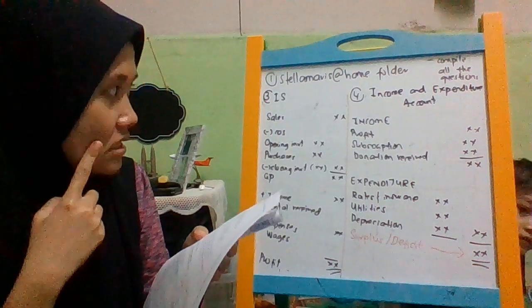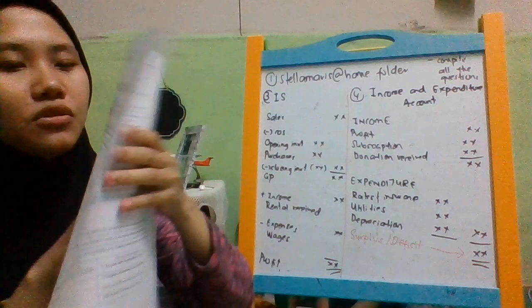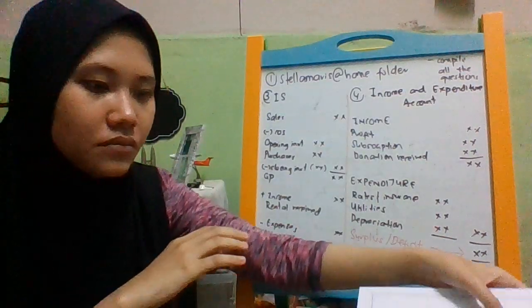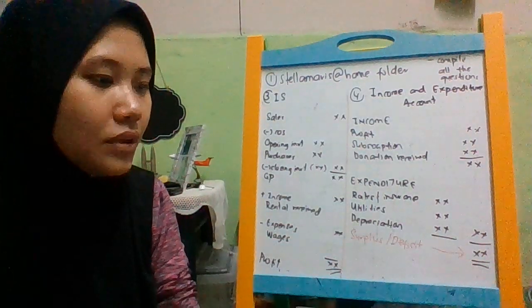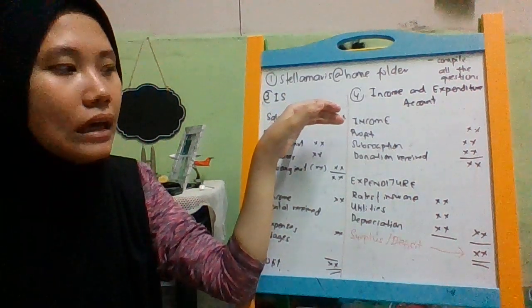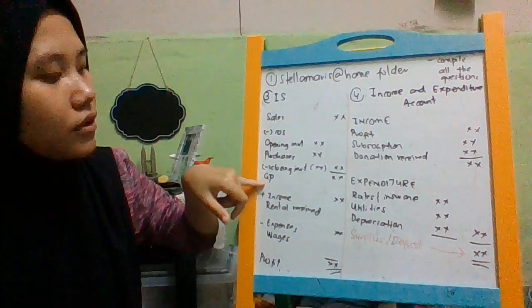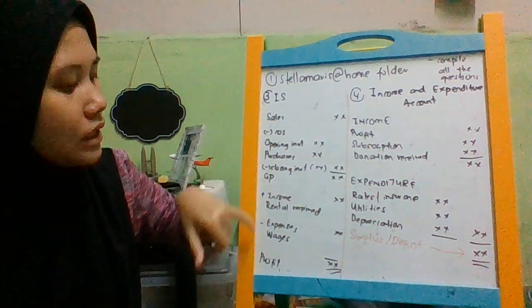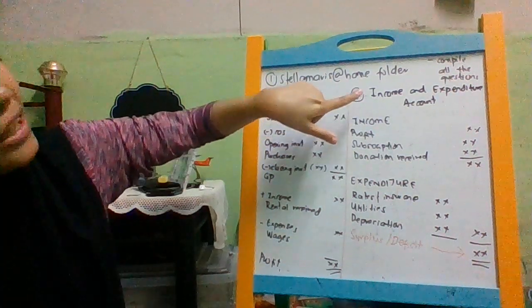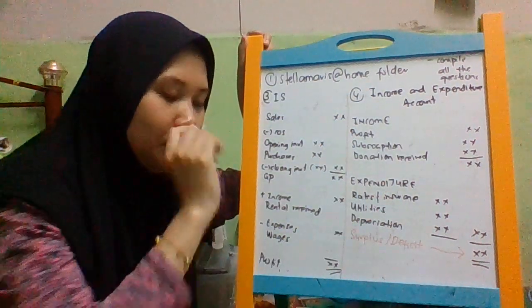Next one is income statement and also income and expenditure account. So normally for this chapter, they will ask you to prepare both. But for income statement, they only ask you to prepare up to gross profit only, because for the rest of it, for example, income and expenses, they already include in another part, the income and expenditure account here.